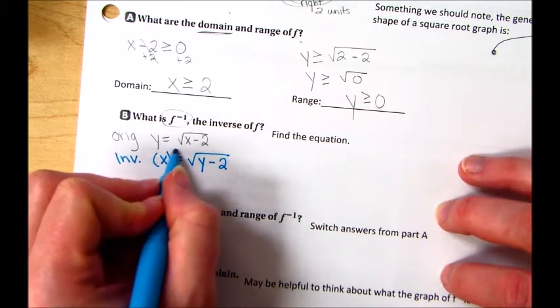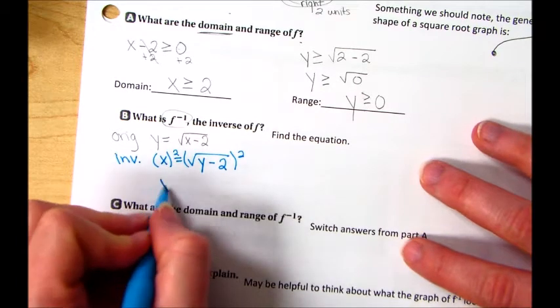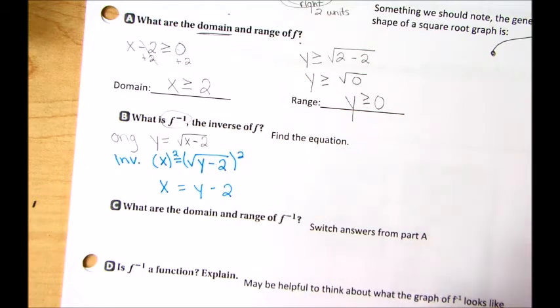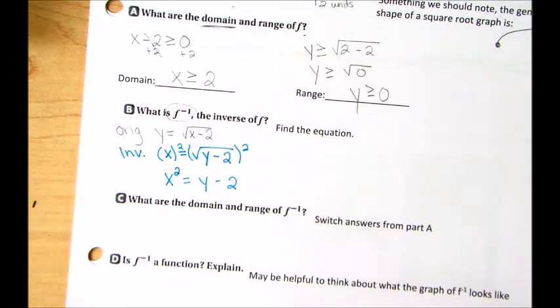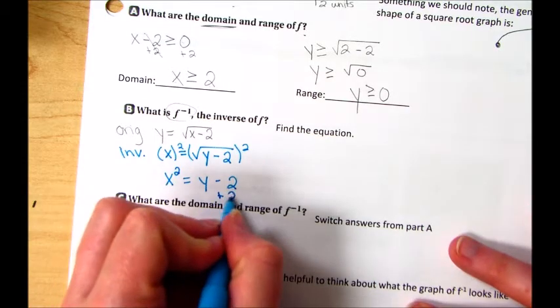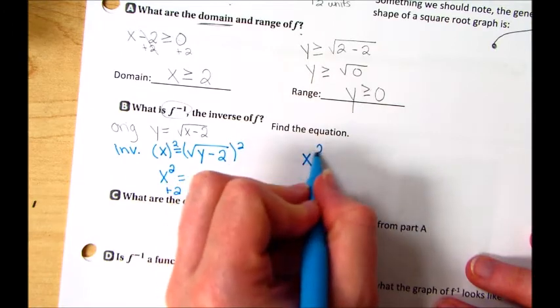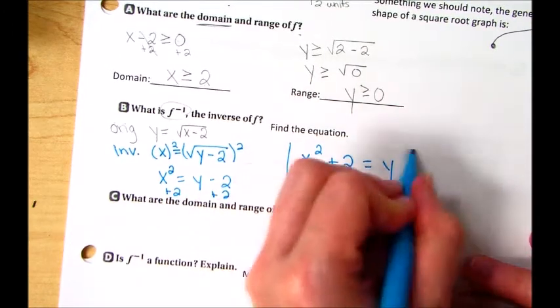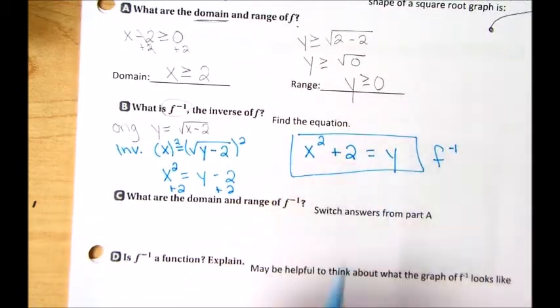So I have to, just like I learned in 6-5, square both sides. So I get x squared equals y minus 2. The square root pops off because of the square on both sides. Ooh. X squared. Add 2 to both sides. And your new equation is x squared plus 2 equals y. This is the inverse equation.